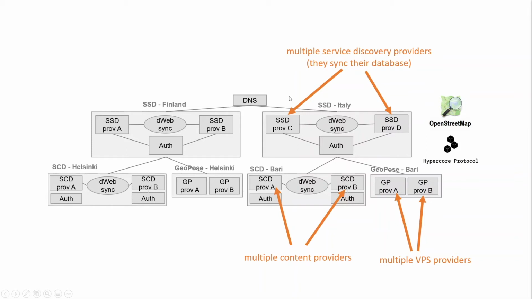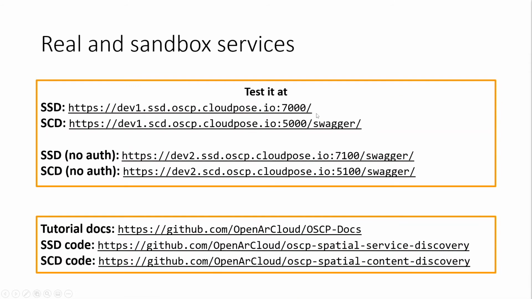You can take a look at the description in this OSCP GeoPose protocol repository, with more details on the proposed sensor types, more complex queries, and so on. As I mentioned, we have running instances at this address, but we also set up, just for the tutorial, another instance without authentication. Please reach out to us if you are interested in setting this up for yourself. You can read our documentation at this link and check out the code.